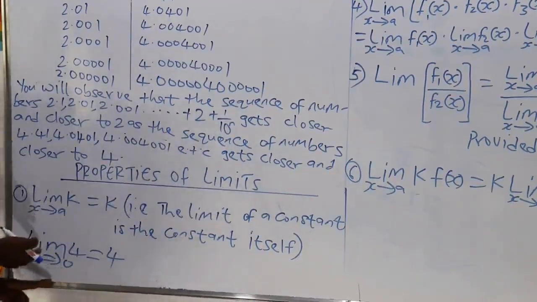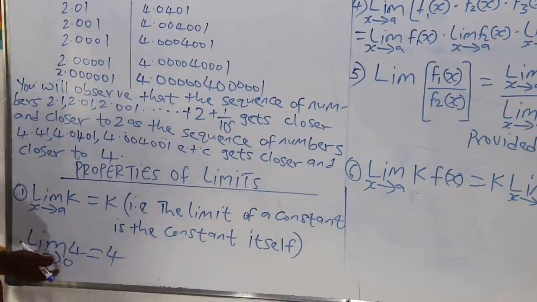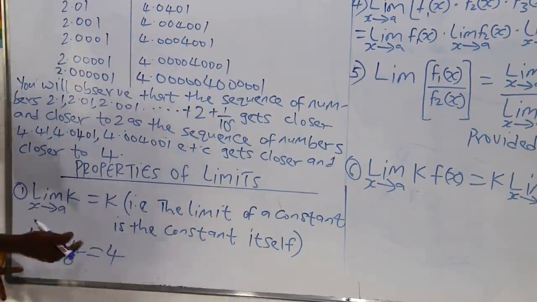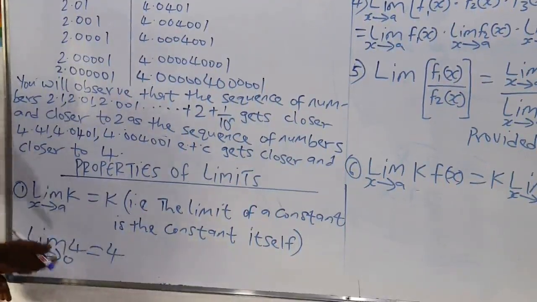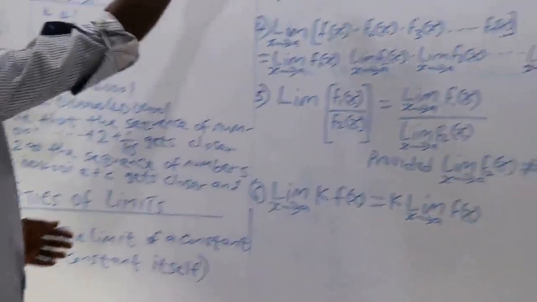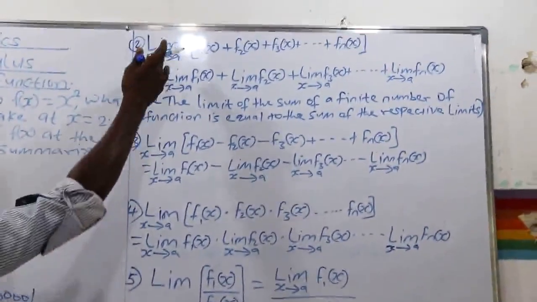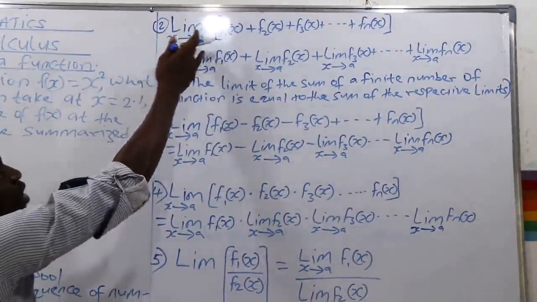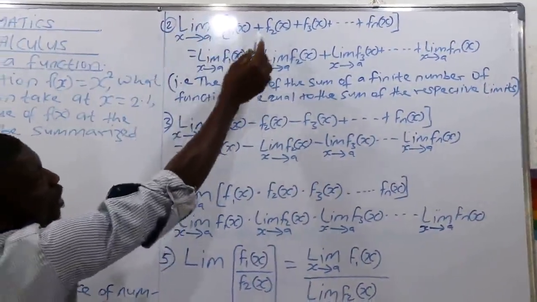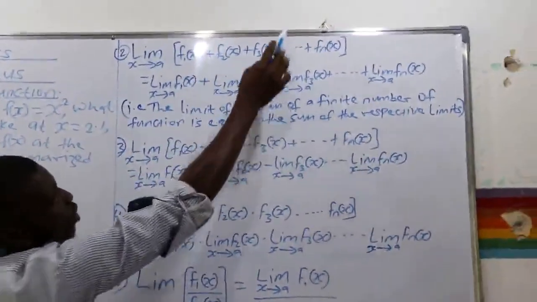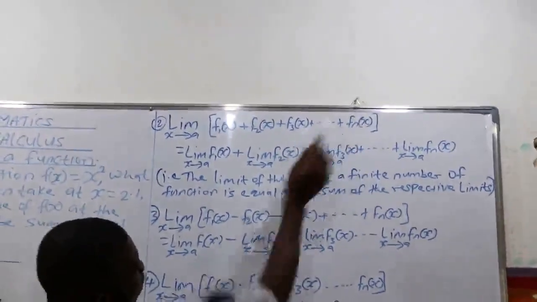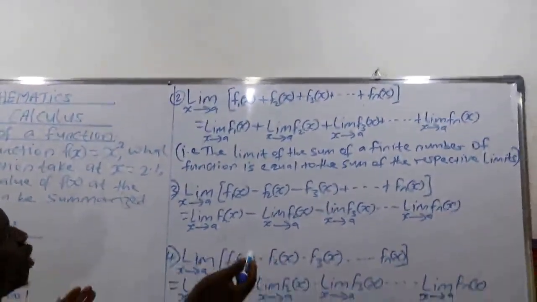So when you are given lim 4 when our x tends to 0, our answer will be 4, because the 4 is a constant. Now, the second property. We are given lim when our x tends to a, f1 of x plus f2 of x plus f3 of x to the n term, fn of x. Now, what will you do?